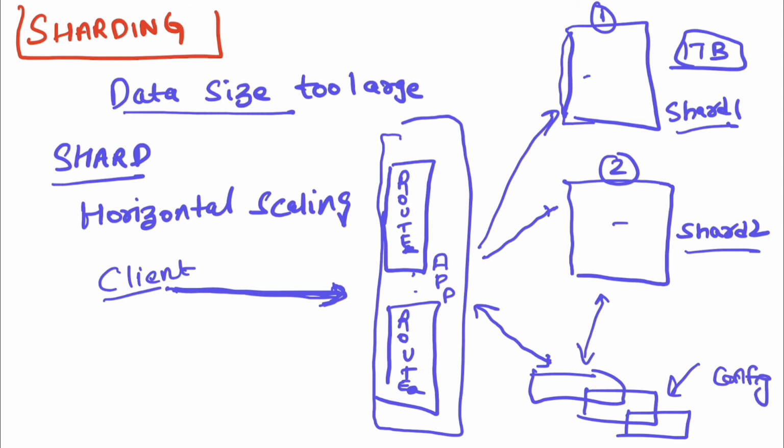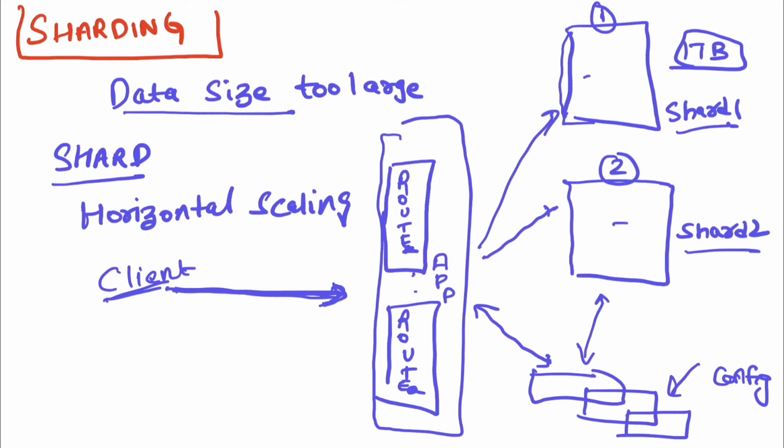And then based on the information available in the config server, it will get the data from a particular shard, and then your query will run on those particular shards. It will combine the data points, and your query results will be returned back to the client. So this is how this overall architecture works in case of sharding.